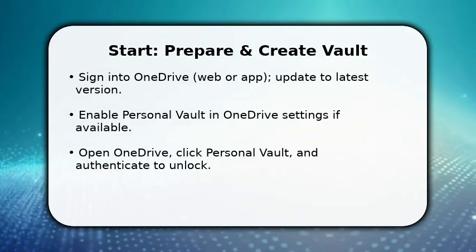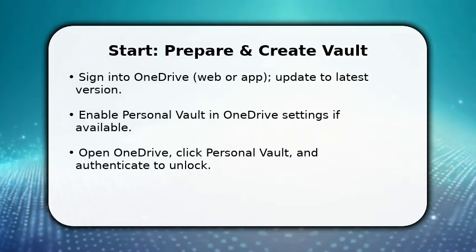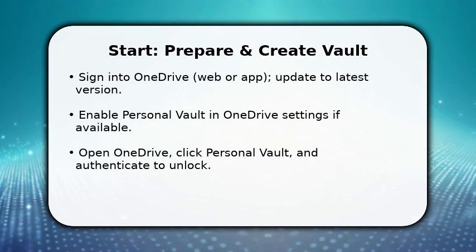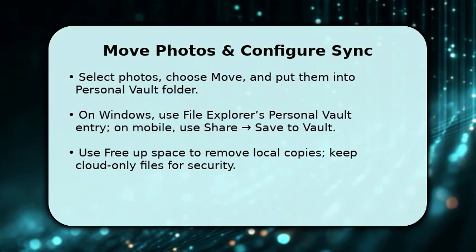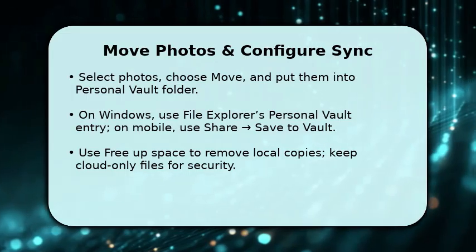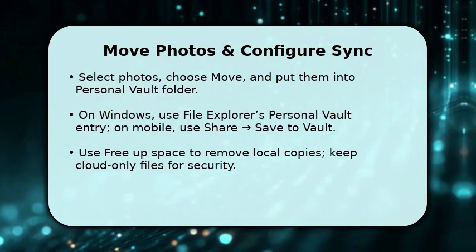Move one small photo into the vault first to verify it appears inside. This first move proves the vault is active and that your account-level protection is working as intended. Once the vault is open, select the photos you want hidden and use Move to place them into the Personal Vault folder. On mobile use, Share then Save to Vault.